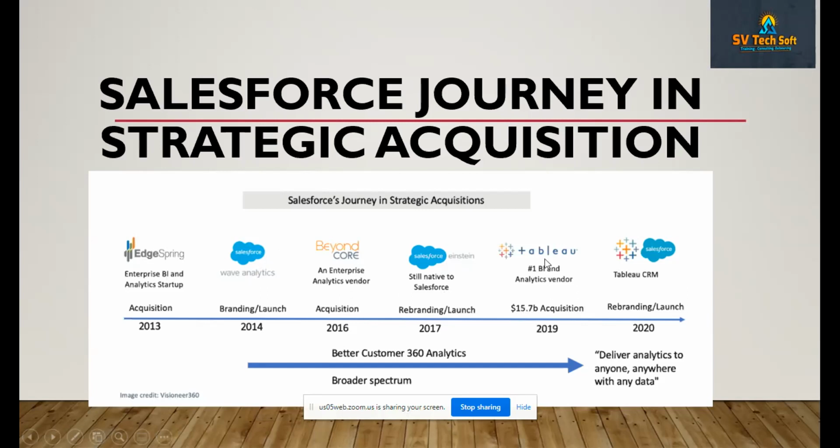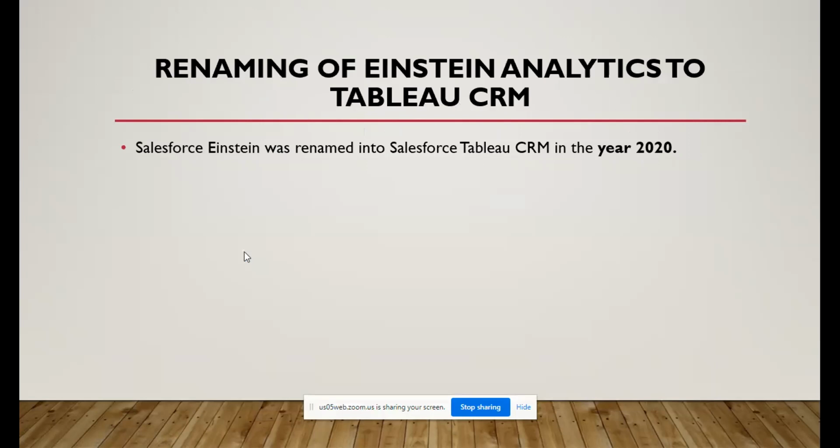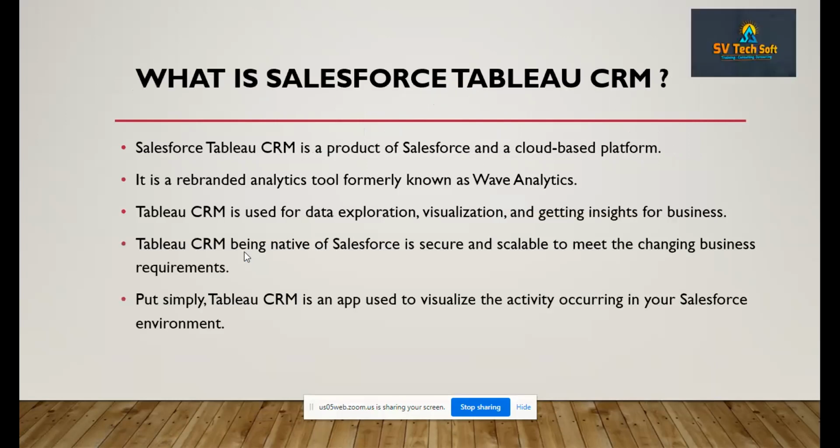In 2019, Tableau was acquired, and it was in 2020 that they rebranded or launched it as Salesforce Tableau CRM. Wave Analytics is the way it all started, when this was completely new to the market. As shown on this timeline, as the years progressed, it has developed a lot, and it has started providing a lot of features. Definitely it's a very useful tool in Salesforce. So this is the renaming part: in 2020, Salesforce Einstein Analytics was renamed as Salesforce Tableau CRM.